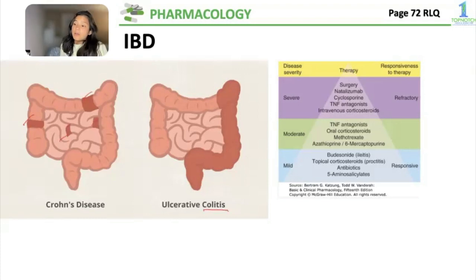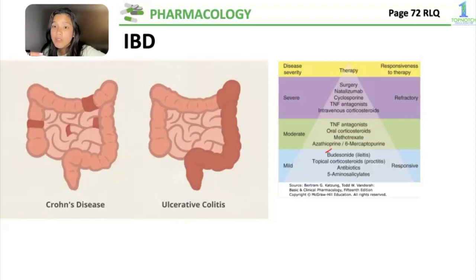Both of them are a result of excessive inflammation in the system against the cells of your GI tract. And so they are treated quite similarly. There are a few differences in how they are treated, but generally they follow this sort of triangle or hierarchy of how we treat them. So starting at the bottom of the pyramid, which is the treatment for the mildest forms of your inflammatory bowel disease, we have some budesonide, which is used for ileitis, topical corticosteroids for proctitis, antibiotics, and your 5-aminosalicylates, which I'd also discuss in the DMARD section of pharmacology.